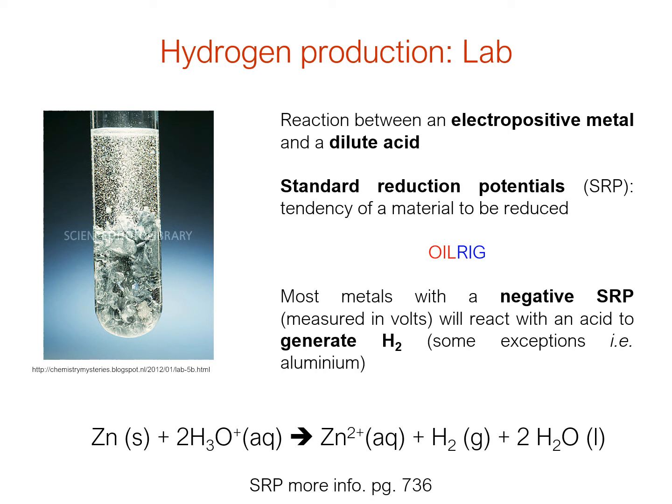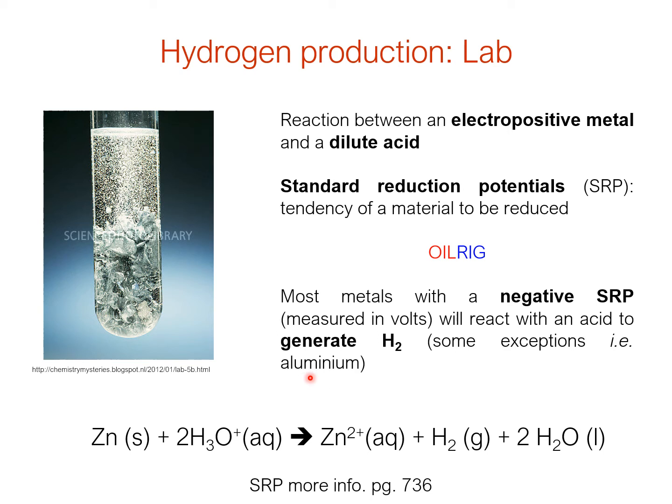Finally, we can make it in the lab, and this is an important thing to know, like what reacts to produce hydrogen. It's the reaction between an electropositive metal and a dilute acid. I don't like this definition too much because quite a lot of metals are electropositive. The better one is that metals with a negative standard reduction potential will react with an acid to generate hydrogen.